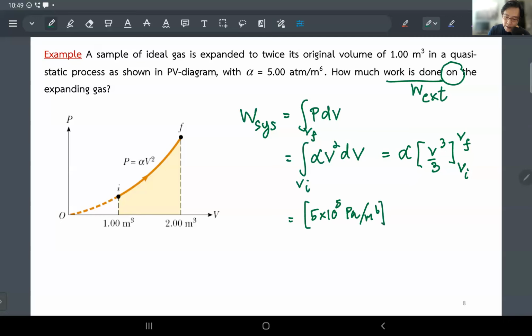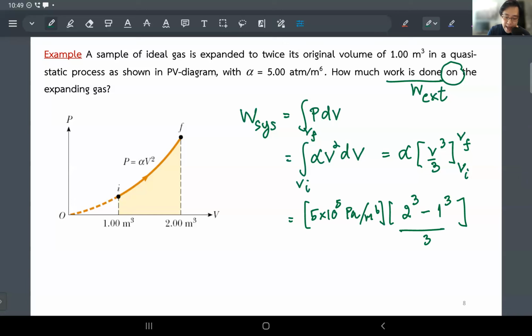Okay. The volume now, you're going to get cubed. So you're going to do here 2 cubed minus 1 cubed, all divided by 3. You guys with me so far? And once again, mathematics takes care of the sign.